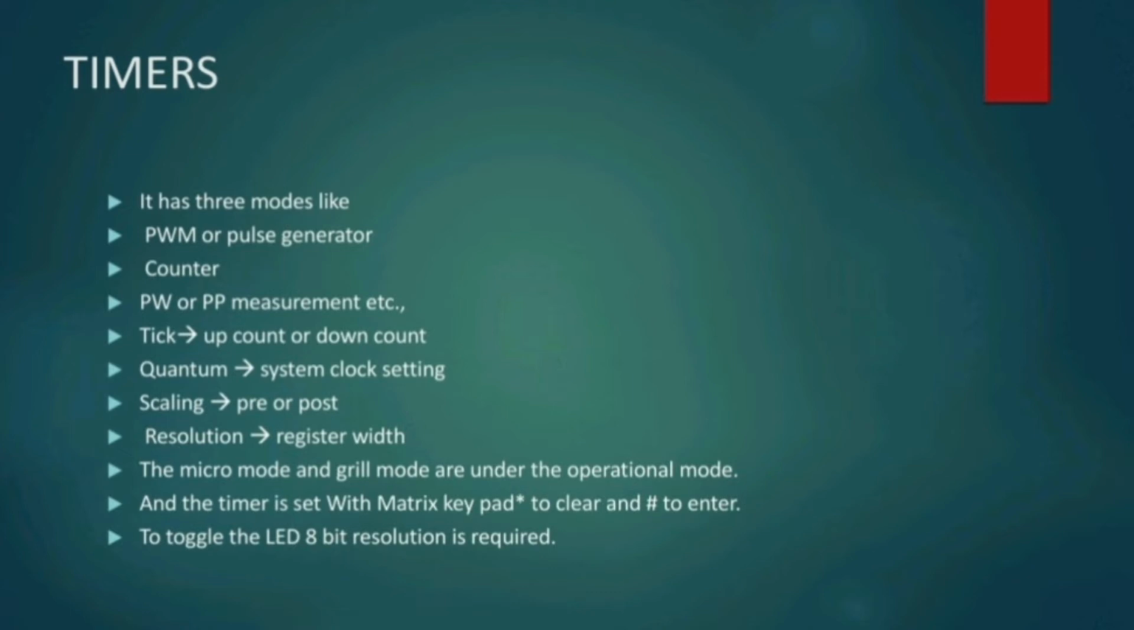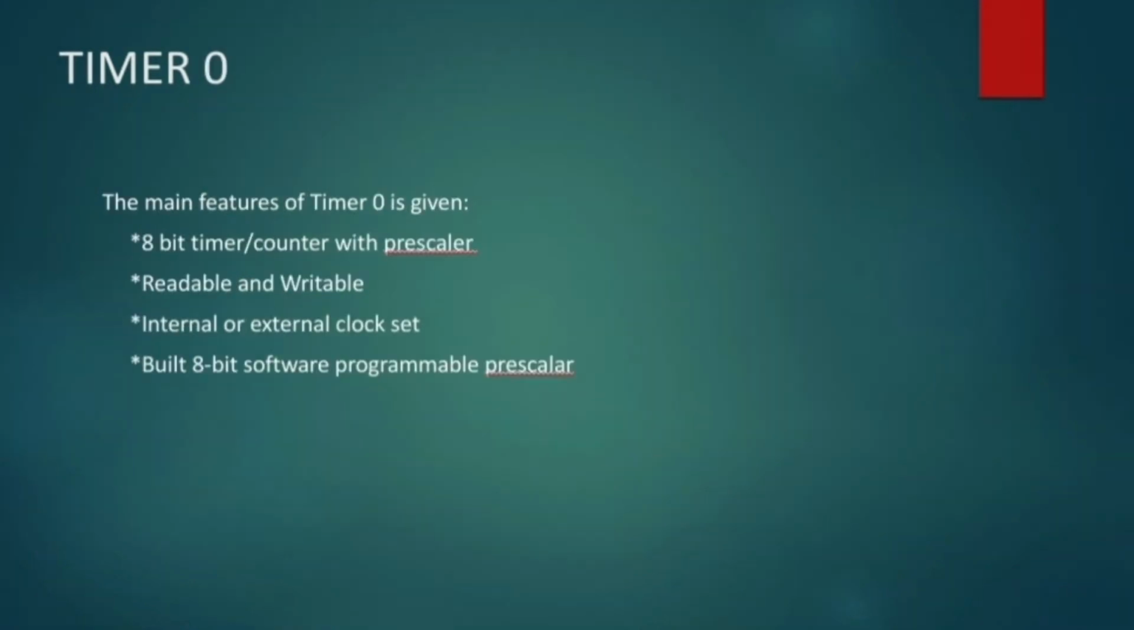To toggle the LED, we need an 8-bit resolution. Timer 0: the main feature of Timer 0 is that it is an 8-bit timer and counter with a prescaler. It is readable and writable. The clock source is internal or external. It has a built-in 8-bit software programmable prescaler.